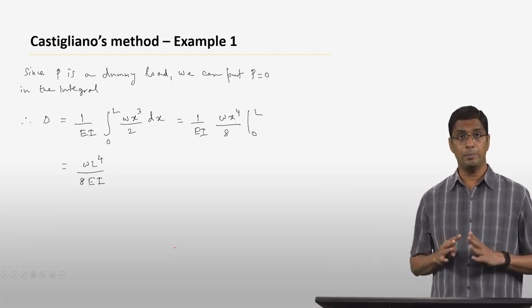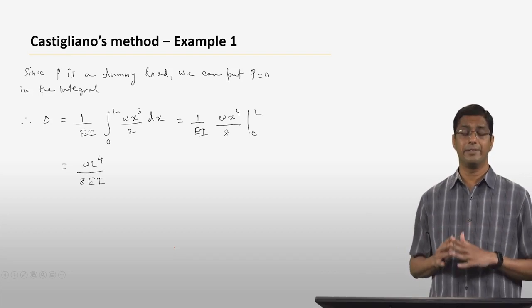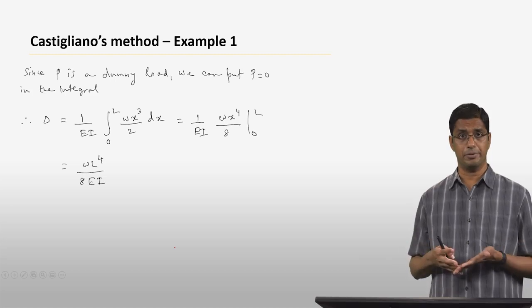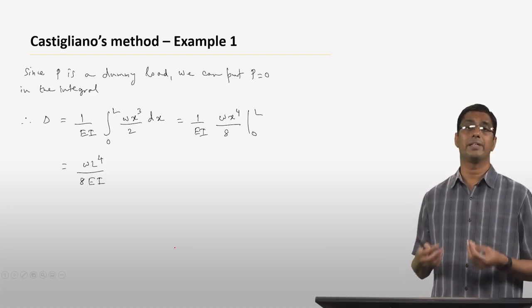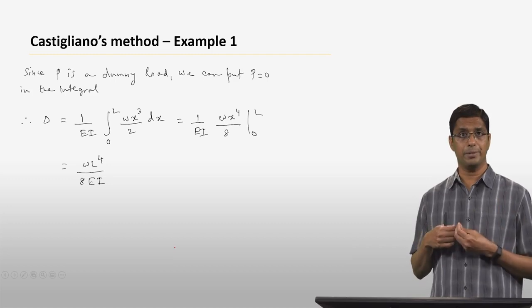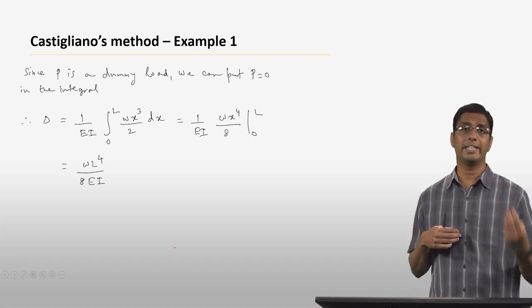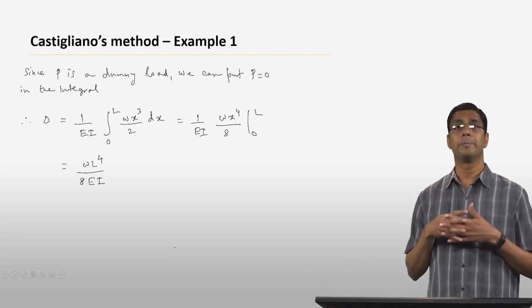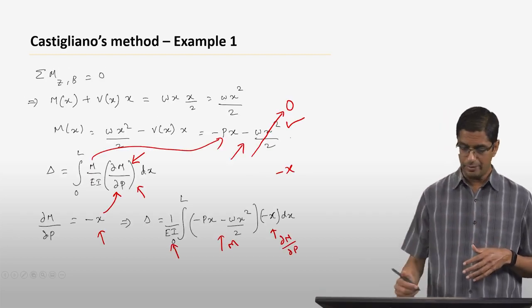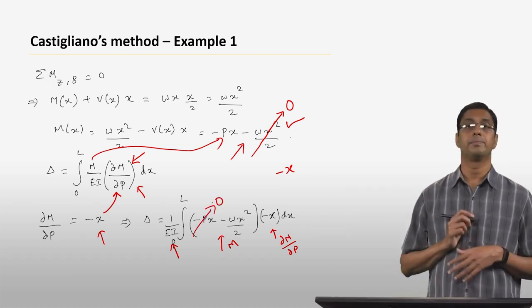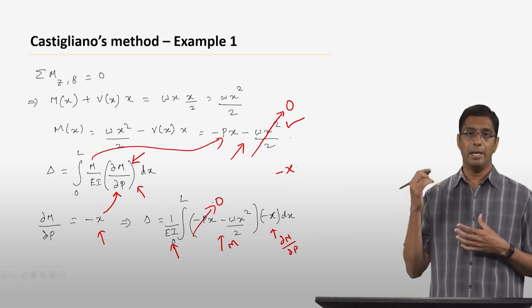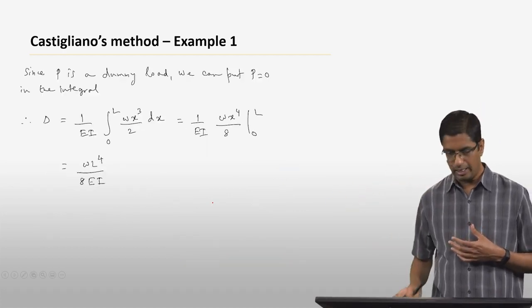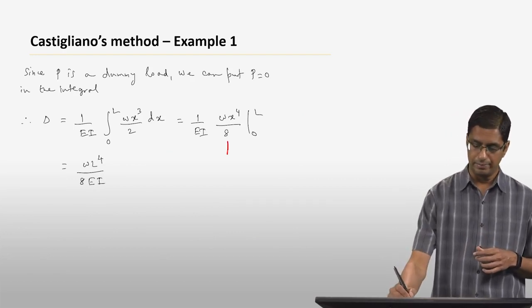Now, at this point, after you have taken the derivative with respect to P, we can essentially put P equal to 0, because P is a dummy force. It was not there in the actual problem. It is something that we assume. So once you've already taken the derivative of the strain energy with respect to P, we can substitute P equal to 0 into the equation. If you look at this, this term is 0. So we just have to integrate minus Wx squared over 2 times minus x dx from 0 to L. And if you do that, this is what you get.